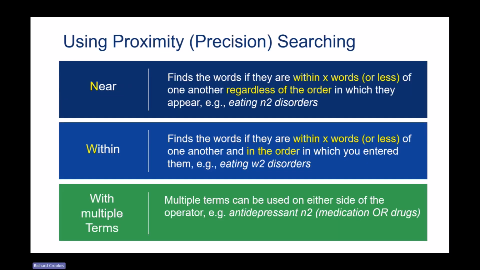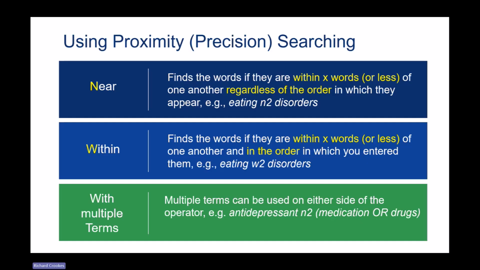And then finally, we have proximity searching as well, again, to expand and enhance your search using precision or proximity operators. We have near and within. So near finds the terms regardless of the order in which they appear within a specified word range. So using the example, eating N2 disorders would find eating near 2 words or less of disorders. So the number is literal. And then also disorders within 2 words or less of eating.